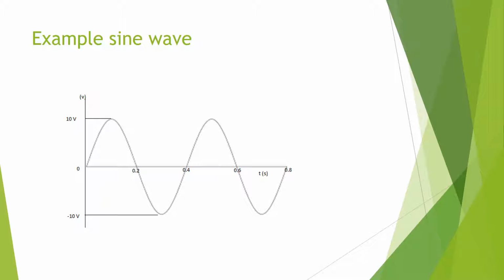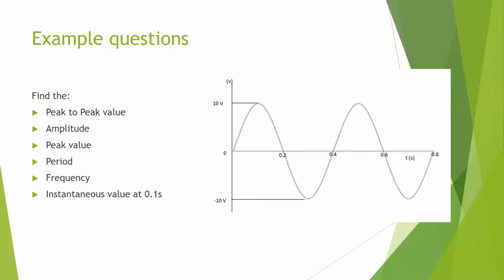As an example, that's a sine wave. You have the volts on the y-axis and you have the time on the x-axis. The questions you can be asked are: what is the peak-to-peak value, what's the amplitude, what's the peak value, what's the period, what's the frequency, and what's the instantaneous value at a certain time, such as 0.1 seconds.